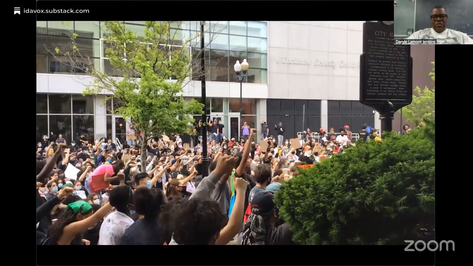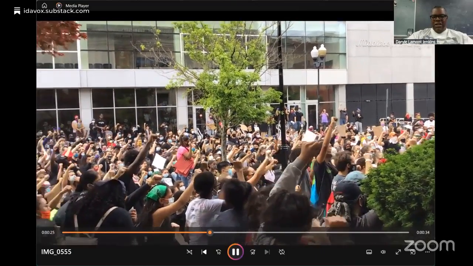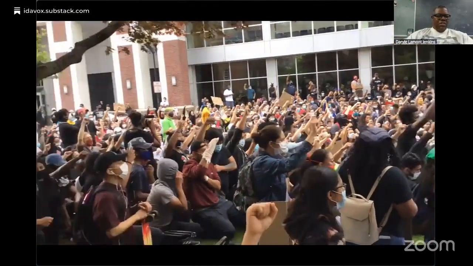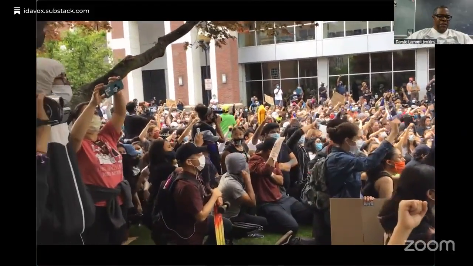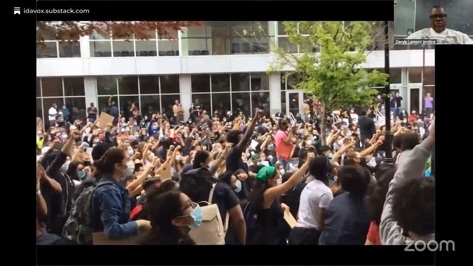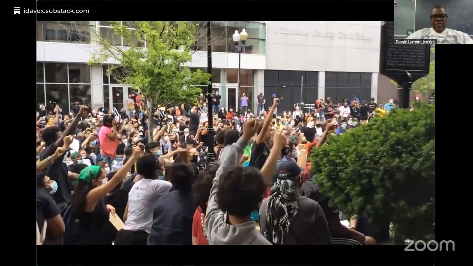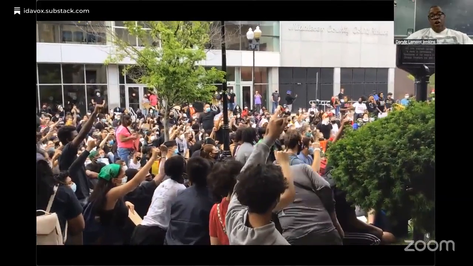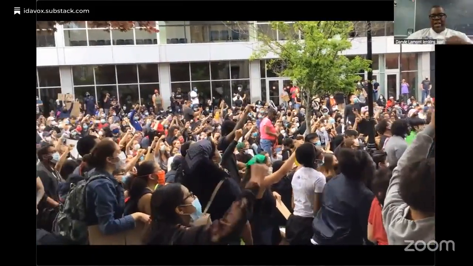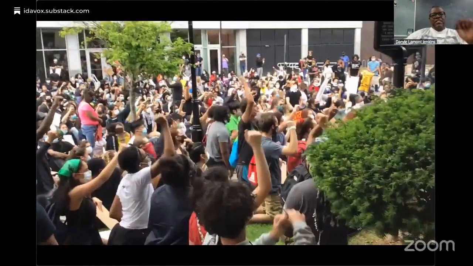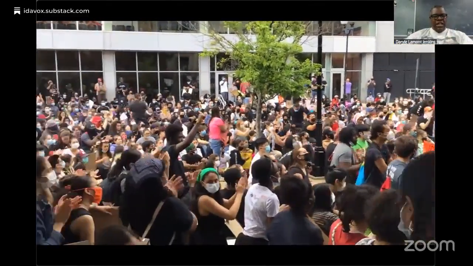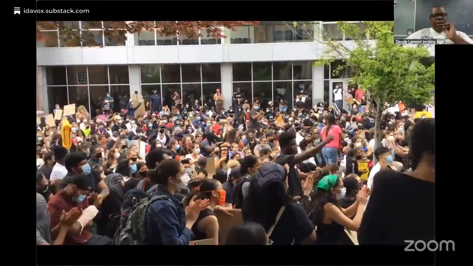So basically what you're looking at right now is a rally that was held in 2020, right after George Floyd was murdered. This is right outside our office, probably a block away from where I am right now. This is also at the Middlesex County Courthouse.